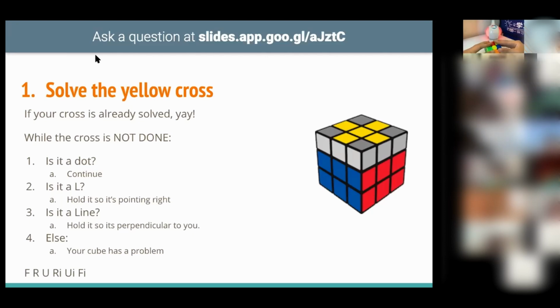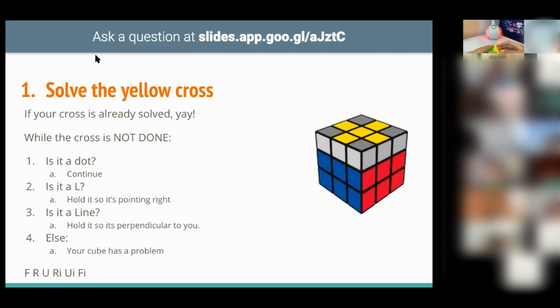And you're going to ask, is it a dot? If it's a dot, then you will just continue and you're going to perform this algorithm at the bottom. Second, of course ignoring the corners, we ask, is it an L? If it's an L, you're going to hold that L so that it's sort of pointing to the right of you. So if you look at it sort of like this, this is in the shape of an L. So you're going to hold it so that it's pointing to the right, like that, and you perform the algorithm.